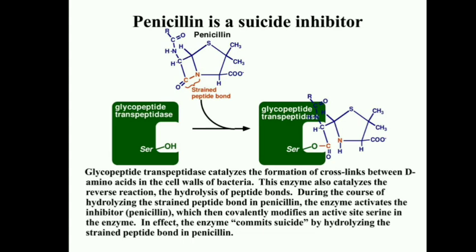सो व्हेन दिस एंजाइम hydrolyzes the peptide bonds in penicillin, then that time the enzyme basically activates the inhibitor itself, that is penicillin. So penicillin अब activate हो गया है, तो it basically जो एंजाइम की एक्टिव साइट्स हैं जहाँ पे सीरीन रेजिड्यूज प्रेजेंट होते हैं, ये उसको कोवेलेंटली मॉडिफाई कर देगा एंड बेसिकली एंजाइम विल कमिट सुसाइड. In this way we can say the enzyme can commit suicide by hydrolyzing the strained peptide bond in penicillin.